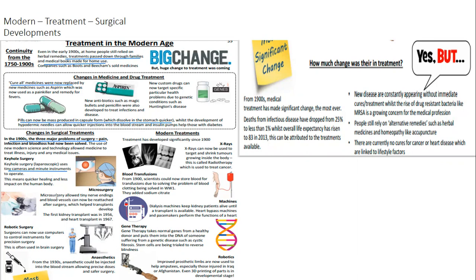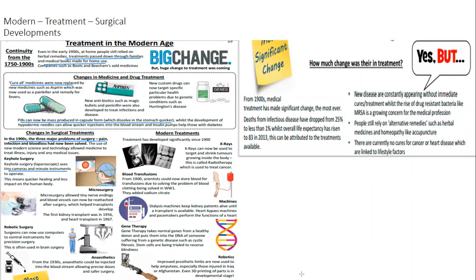Microsurgery is where tiny nerve endings and blood vessels can be reattached after surgery, which helps transplants develop, with the first kidney transplant successfully being done in 1956 and the first heart transplant being done successfully in 1967. Robotic surgery can also be used because surgeons can now use computers to control instruments for precision surgery. And this can sometimes be used in brain surgery.